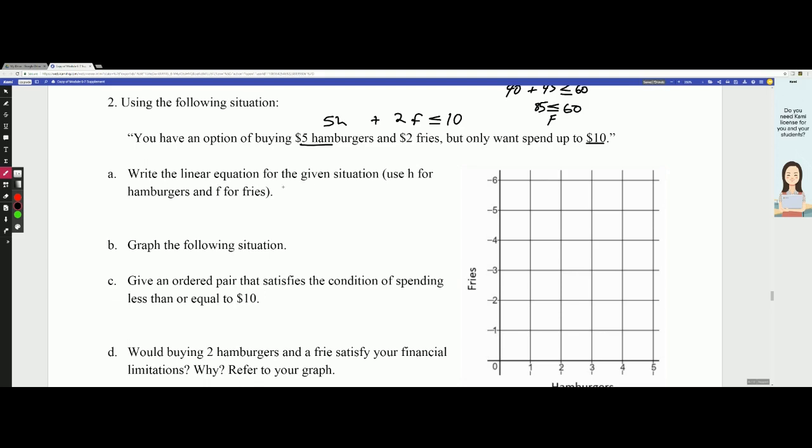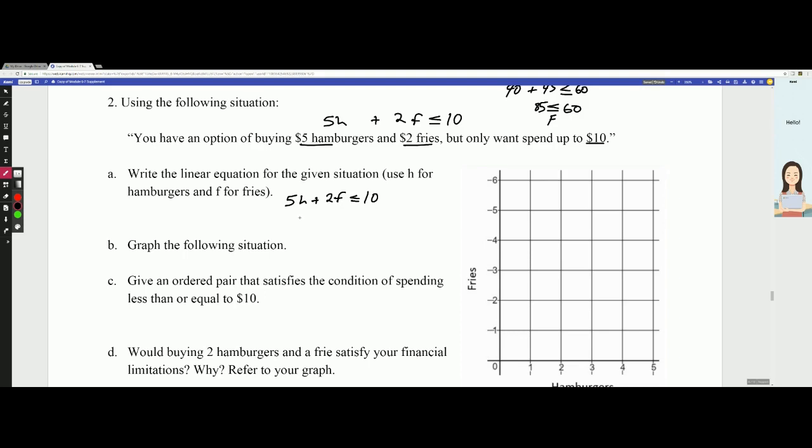So, writing a linear equation for the given situation, use H for hamburgers. Oh, we already did that, didn't we? Get in a habit of doing this, guys, where you read the actual situation and underline the key important things. So we have 5H plus 2F, $2 per fry, is less than or equal to $10. Nice.